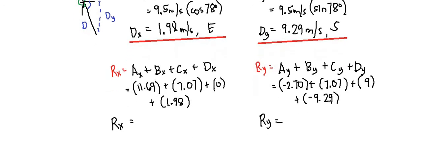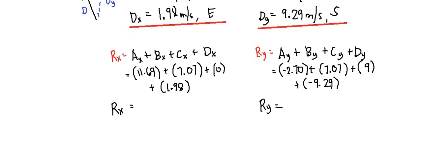Okay, unahin muna natin si R sub X. Type in natin sa calculator. We have 11.69 plus 7.07 plus 0 plus 1.98. So, this is 20.74.